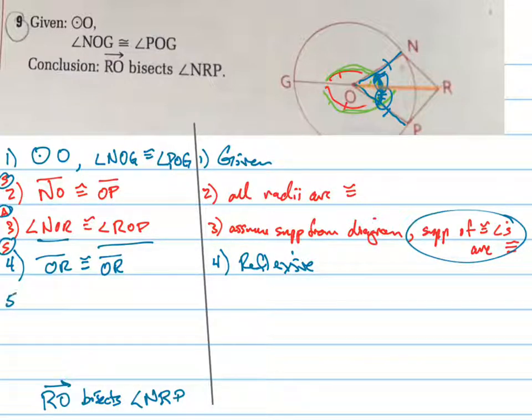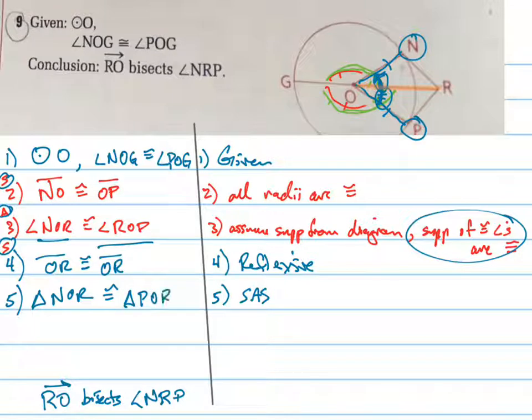So now number 5, I'm going to write out, being very careful, my side angle side triangle congruency. NOR is congruent to, if I started with N, I have to start with P, right? Make sure you start with the same thing. POR. NOR is congruent to POR. That's because of side angle side.